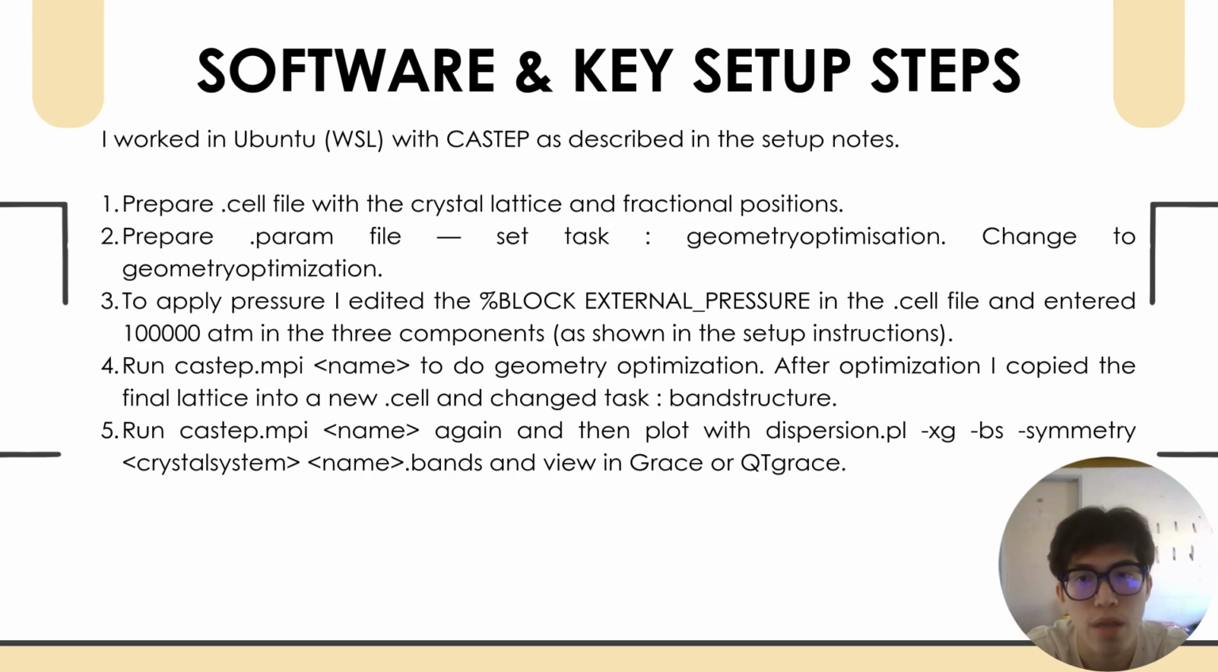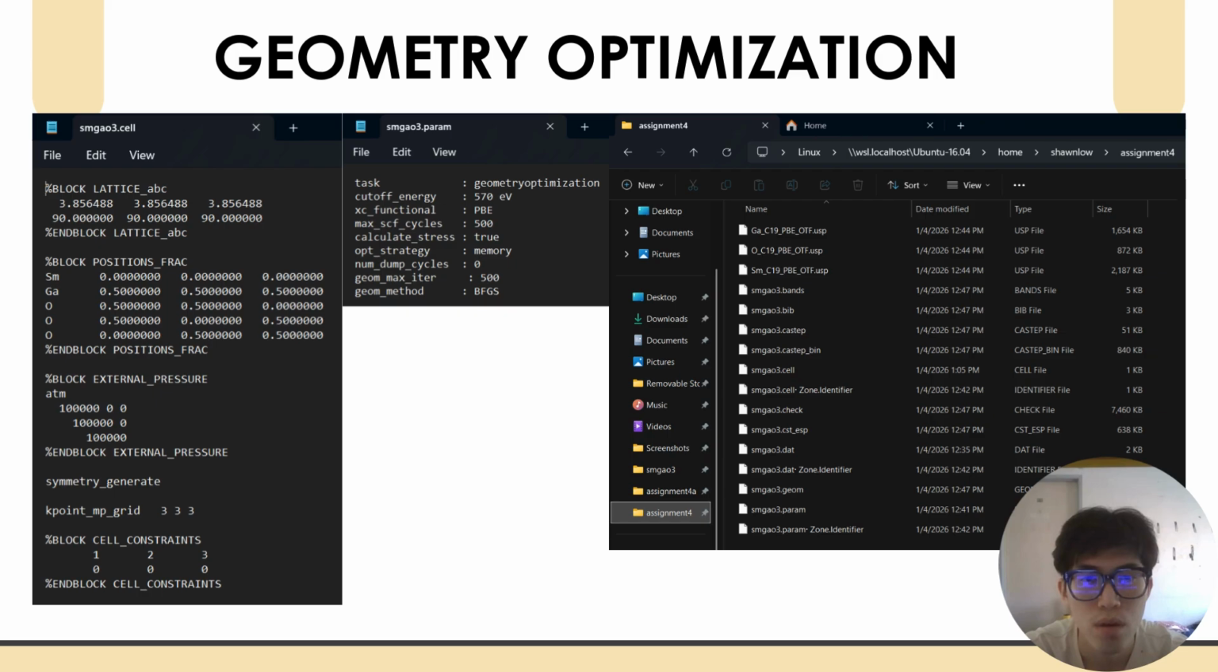Then I apply the pressure and edited the percent block external pressure in the cell file and entered 100,000 ATM in 3 components, which is shown in the setup instruction. Then I run a castep.mpi command to do a geometry optimization. And after optimization, I copied the final lattice into a new cell file and changed the task to band structure. And lastly, I run a castep.mpi command again, and then plot with dispersion command and view my band structure in Grace or QtGrace.